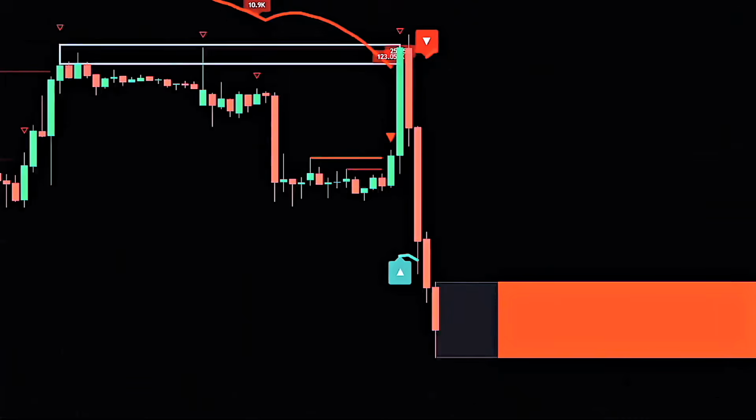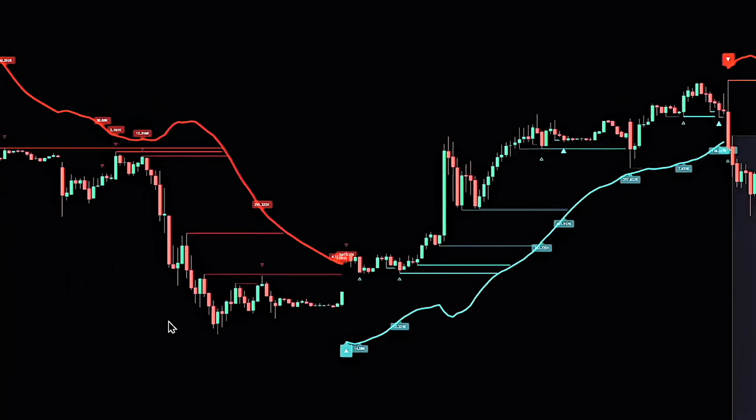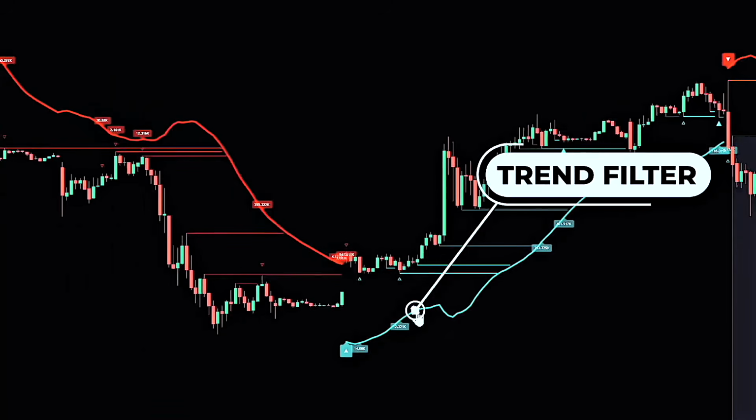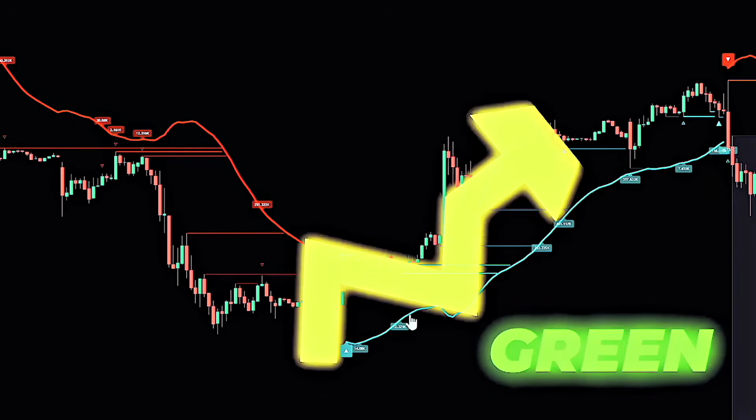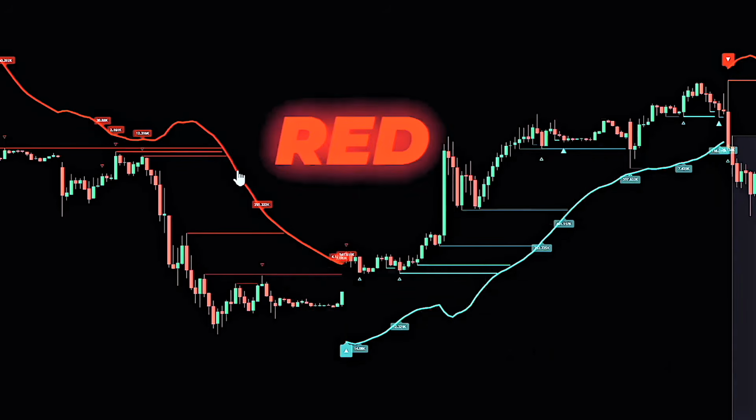Now, let's talk about how this indicator looks on your chart. First up, you've got the trend filter, which shows whether the market's in a bullish or bearish mood. Green means bullish, of course, red means bearish.